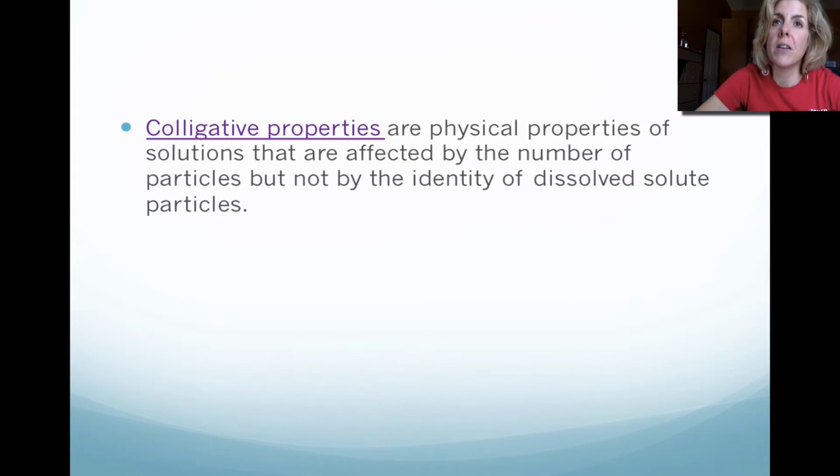Okay, what is a colligative property? It's a physical property. It's not a chemical property, and it's affected by the number of particles of a solution, not the identity of the dissolved solute. So what does this mean? If I have two solutions with the same number of particles, they will exhibit the same colligative property.